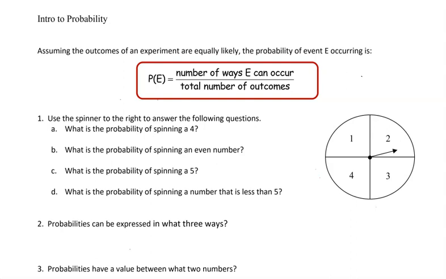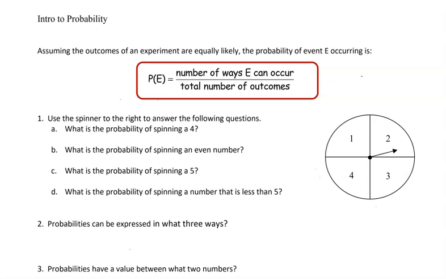Hi everyone, so in this video we're going to be talking about probability. Assuming the outcomes of an experiment are equally likely, the probability of event E occurring is the number of ways E can occur divided by the total number of outcomes. We've already been talking about this total number of outcomes part. That's where we were doing permutations and combinations so that we can figure out how many possible ways things can be done. The only difference is now we have to figure out how many ways this specific thing can happen and divide it by that total.